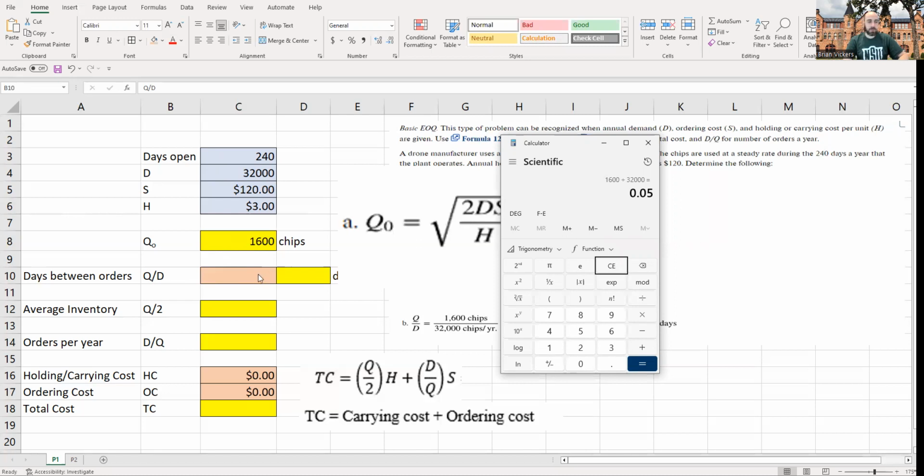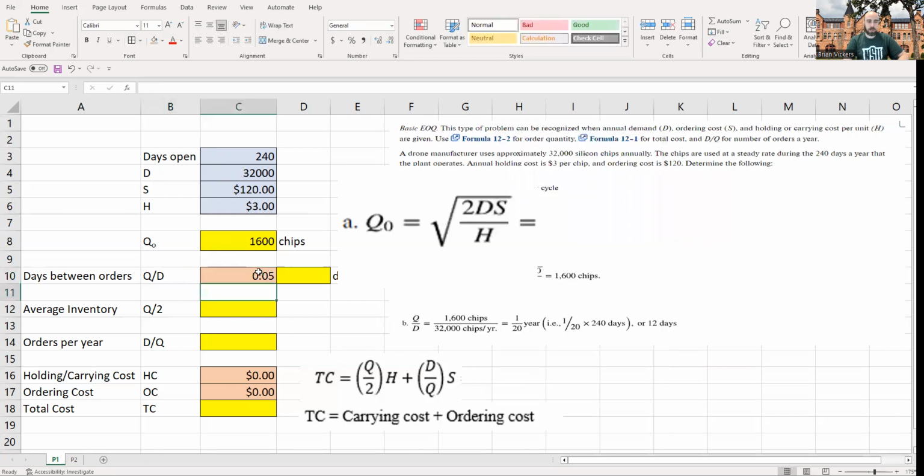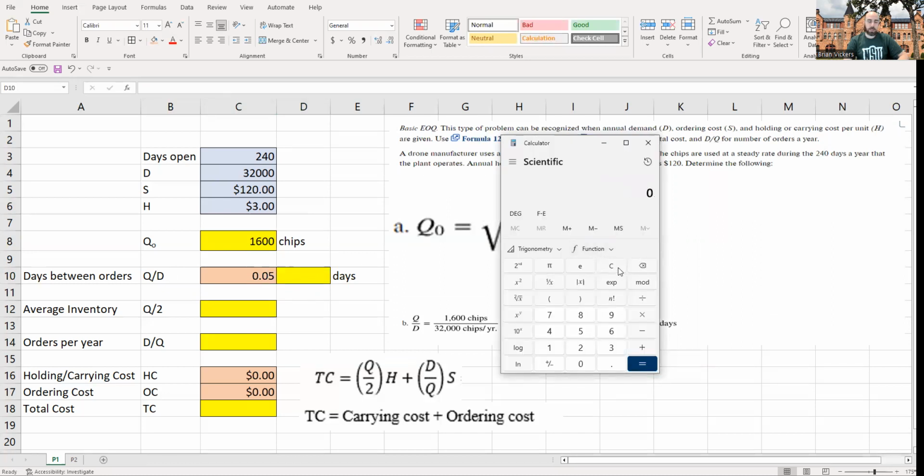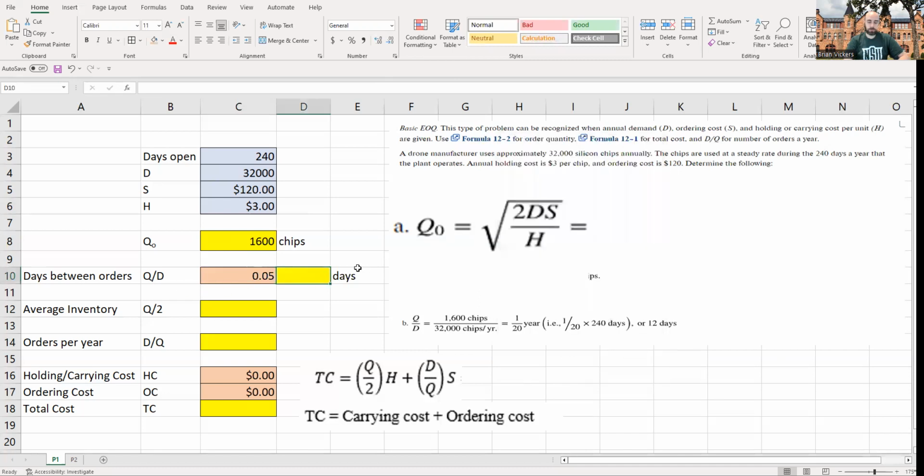It doesn't really mean anything to you yet, right? So we're just going to write down this 0.05, but that's not the answer. The answer has to be converted into days. We are open for 240 days, so 5% of all the days we're open, we're placing an order. So we need to take 5% times 240, because we're open 240 days of the year, not 365, or technically 365 and a quarter because of leap year. 5% of 240 is 12. That means every 12 days we're placing an order.